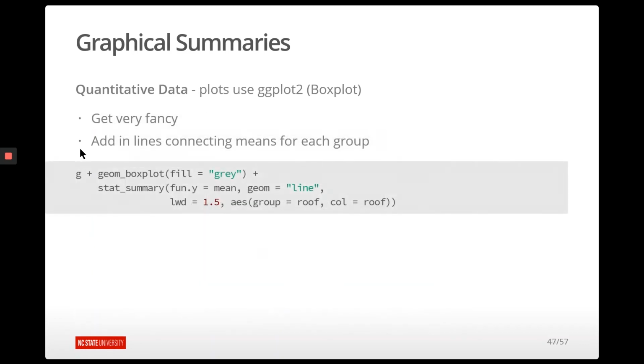You can get really fancy with this. In some of the journal articles I read here and there, they do things like connecting lines between the groups so you can see how the means differ or maybe the medians differ. It takes a little while to figure out all of the notation for this, but essentially I can take my box plot layer and then on top of that add a stat summary layer where the function that I want to do is the mean. I want to do a geom of a line to connect the means. I want my line width to be a little bit bigger than normal, and then I'm adding an aesthetic for these different groupings.